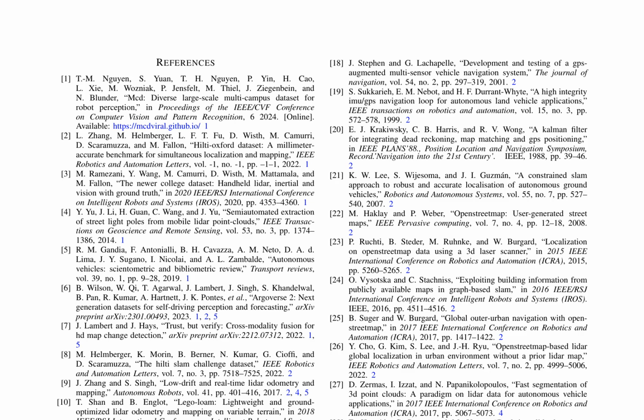vehicles. The authors provide an extensive list of references, covering topics such as dataset creation, simultaneous localization and mapping (SLAM), lidar odometry, and mapping techniques. The paper begins by citing several datasets for robot perception, including the MCD dataset, Hilti-Oxford dataset, and Newer College dataset. These datasets provide diverse environments and scenarios for testing and evaluating autonomous vehicle systems.